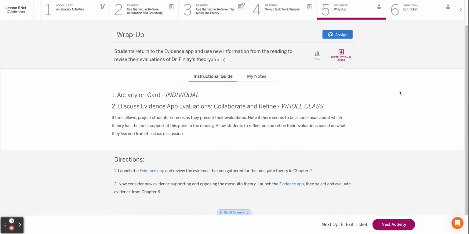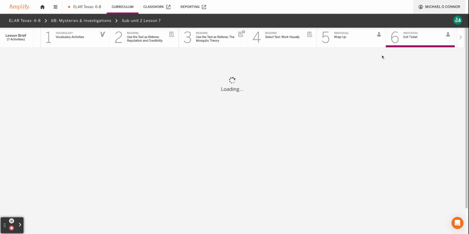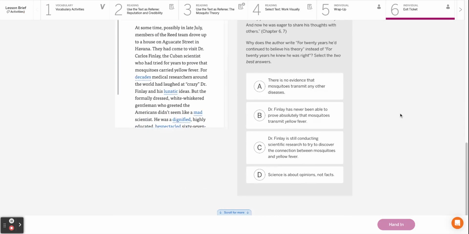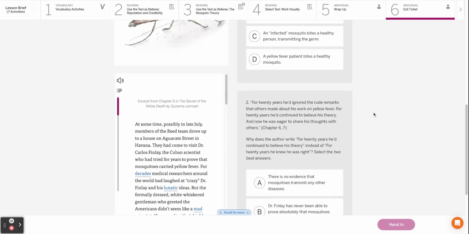Your wrap up. There's some practice with the evidence set to evaluate the mosquito theory. Take about 3 to 5 minutes to complete that and then move on to your exit ticket. Your exit ticket has 2 questions today. Based on the understanding of Dr. Finlay's theory, which caption best describes this image? So you're picking something. A caption is a description of the picture, but you're thinking what description for this picture connects most with Dr. Finlay's theory. Go back and look at it if you need to.